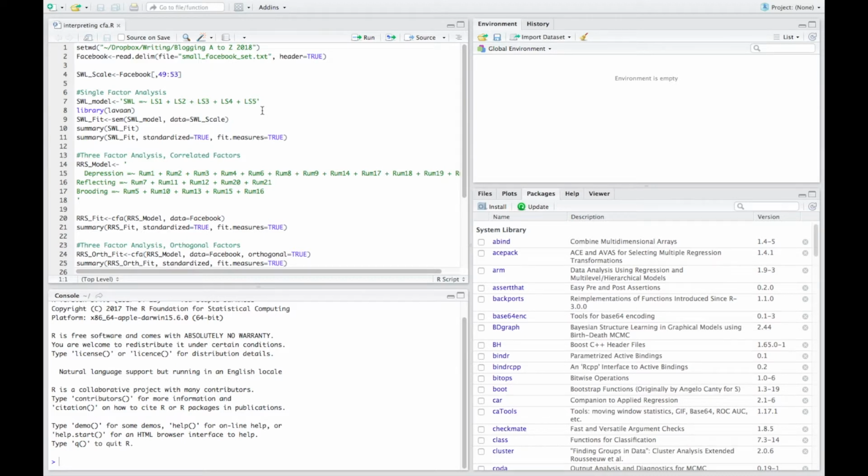So first up, I'm going to go through the single factor analysis that I conducted using the satisfaction with life scale data. So this is from the Diener satisfaction with life scale, which has been around since the 80s. It's been very well studied. It's been translated into different languages. It's been used quite a bit to study satisfaction with life and related concepts.